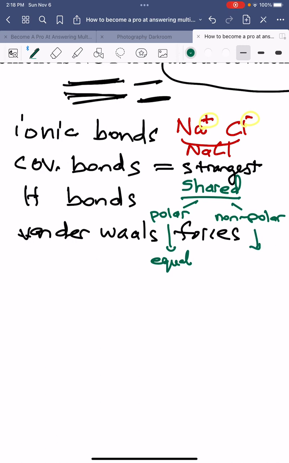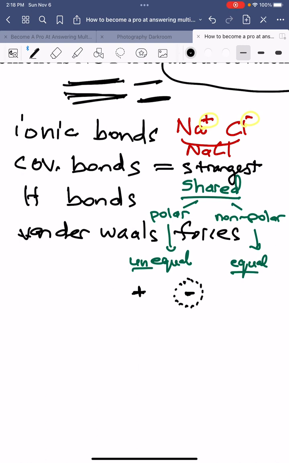If there's a polar bond, then it refers to unequal sharing, and if it's non-polar, it's equal sharing. So, for example, if it's unequal sharing, you could have some electrons spend more time towards one side of the molecule, and then it creates on that side of the molecule a positive charge. And then on the other side, it creates a negative charge, because here is where the electrons are spending more time on this end of the molecule.